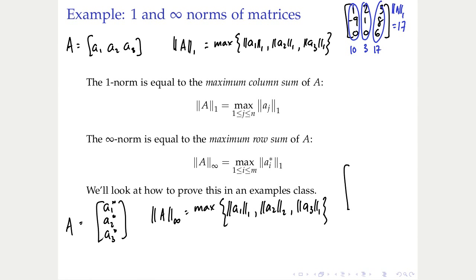So if I have that same matrix again, 1, 2, 3, negative 9, 1, 8, 0, 0, 6, and I work out these row sums. This one is 6, this one is 9 plus 1 is 10, plus 8 is 18, and 0, 0, and 6 make 6. So the infinity norm of A is the largest of those, which is 18. Okay, so that is a nice way of computing those things.